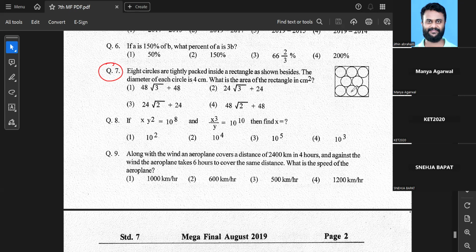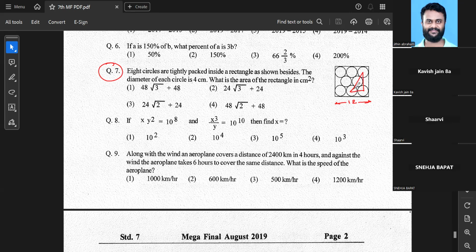Okay, so when I join the centers, the length could be 12. Yeah, it's 4 plus 4 plus 4. Understood. What I'm more concerned about is the other factor.